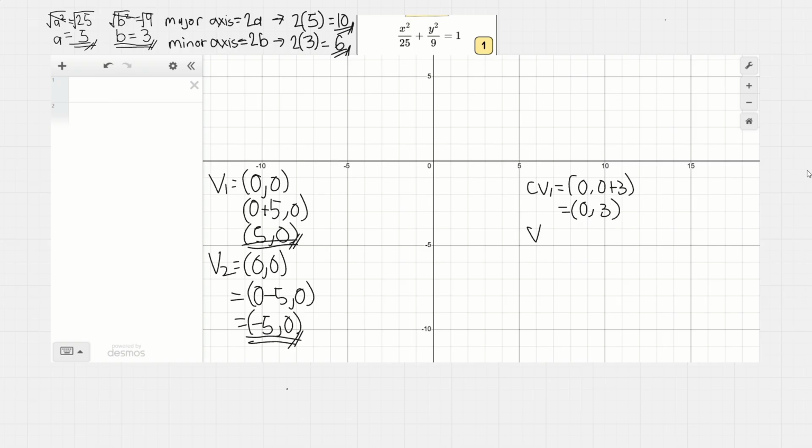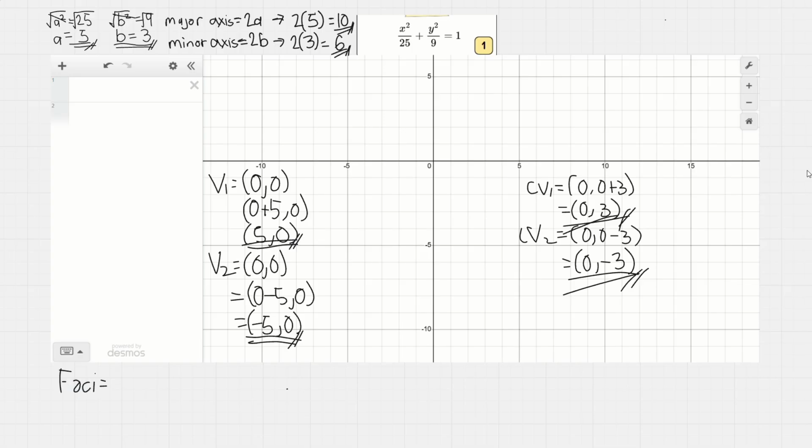Let's get our co-vertex 2. Still the same, we start from the center, but this time we subtract 3. So 0, comma, negative 3. So these are the values of our co-vertices. Since we have the values of a and b, we can get our foci.